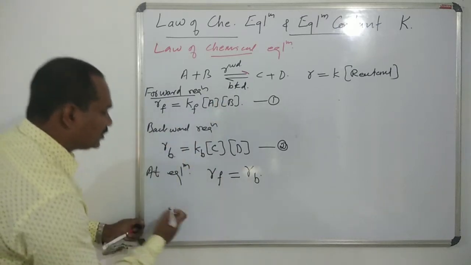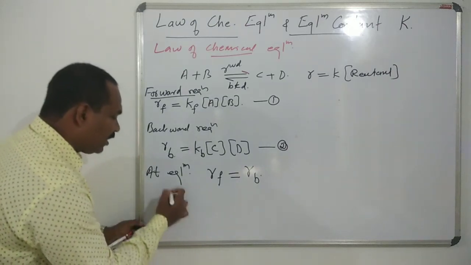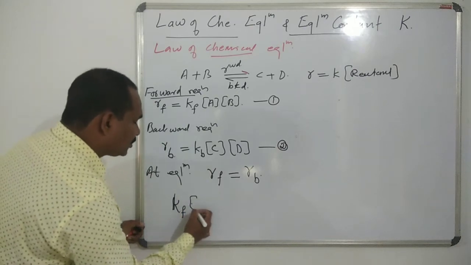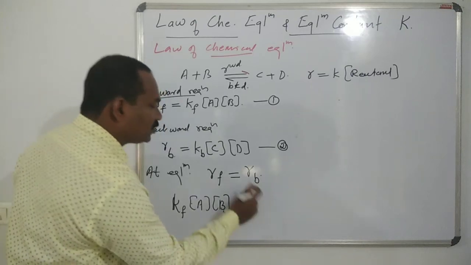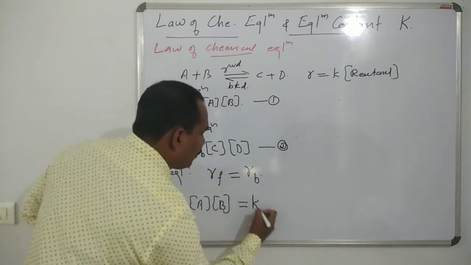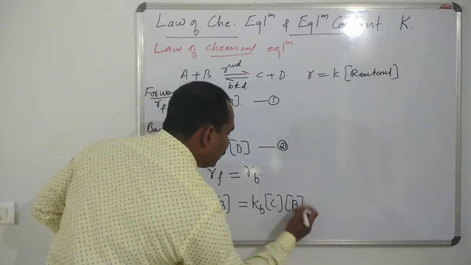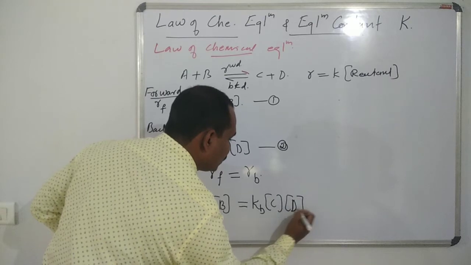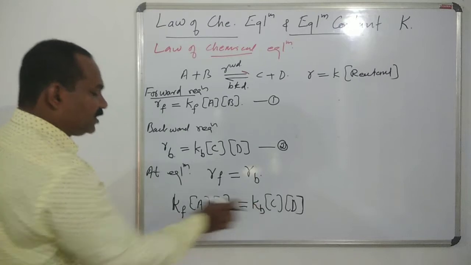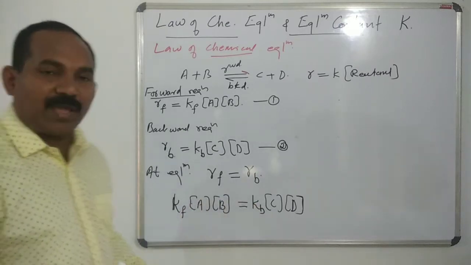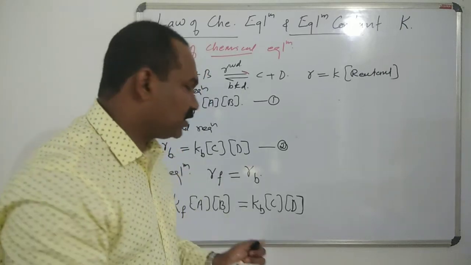RF is equal to RB. Then equate the right hand side: KF, concentration of A into concentration of B is equal to RB, KB, concentration of C into concentration of D. Sorry, not B, it is D. From 1 and 2 we can write that KF, concentration of A into concentration of B is equal to KB, concentration of C and concentration of D.